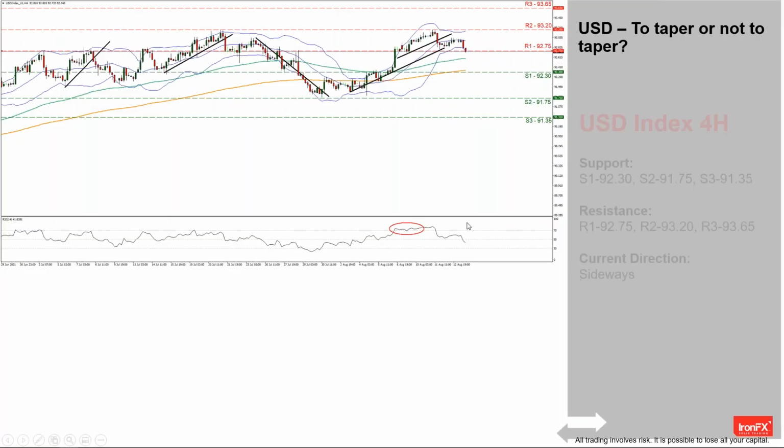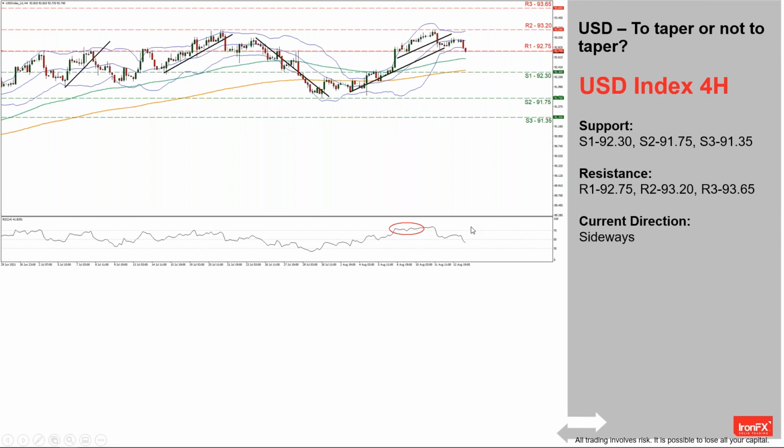Now, with no time to waste, we start with the US dollar, and that would be the USD index for our chart. Note how the USD index has been moving in a sideways motion between the 93.20 and the 92.75 levels, which it has just broken below, turning 92.75 from support to resistance. We would require, though, a clearer break to actually switch our sideways bias in favor of a bearish outlook.